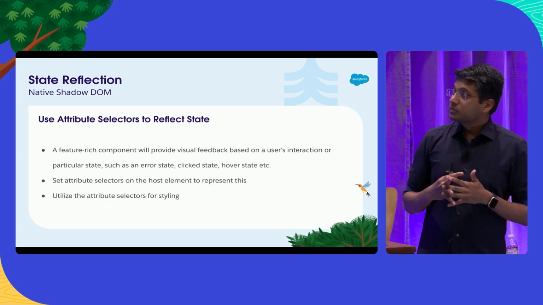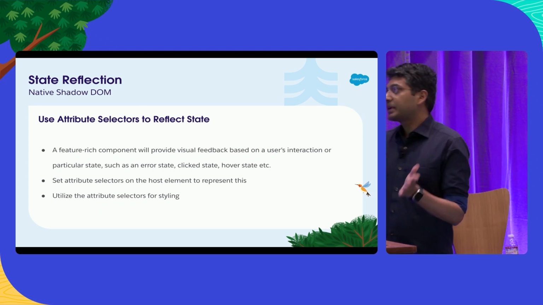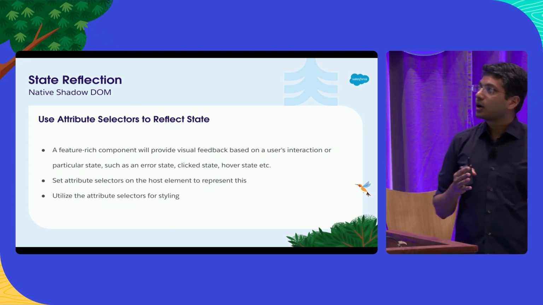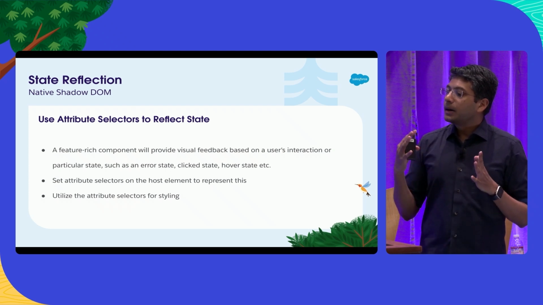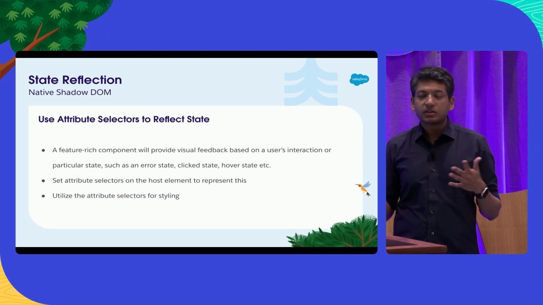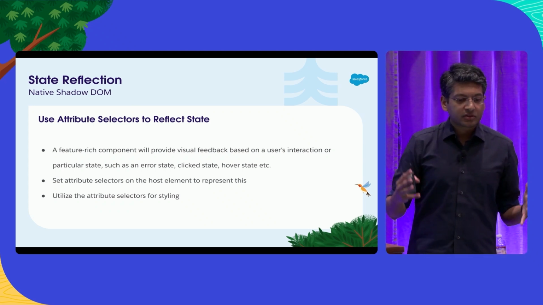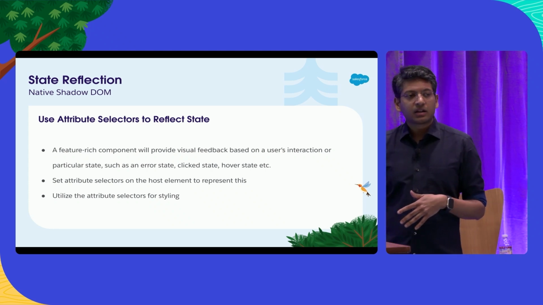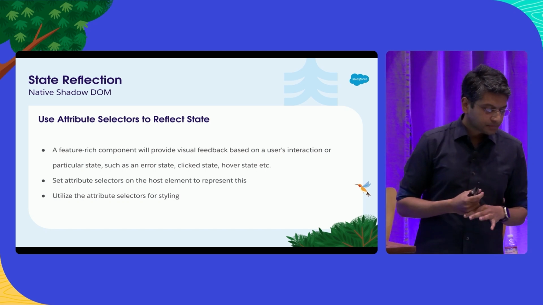All right, so state reflection is another practice that we think is best practice, especially when you're migrating your components to work in the native Shadow DOM environment. It's based on the principle that your component should typically provide some sort of visual feedback when the user interacts with it. So if the user clicks on it, hovers over it, focuses it, or if the component goes into some sort of an error state, typically you want your component to provide visual feedback.